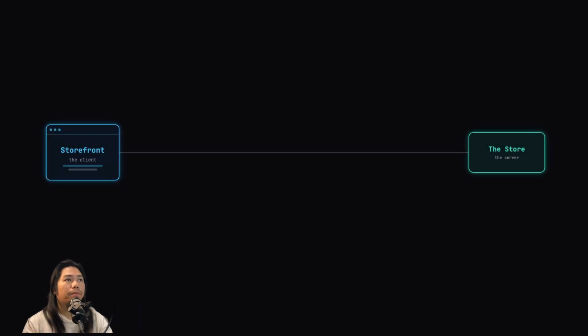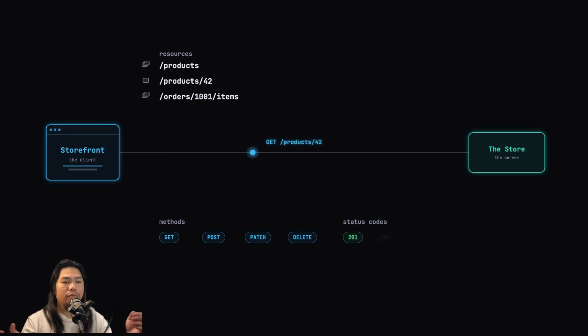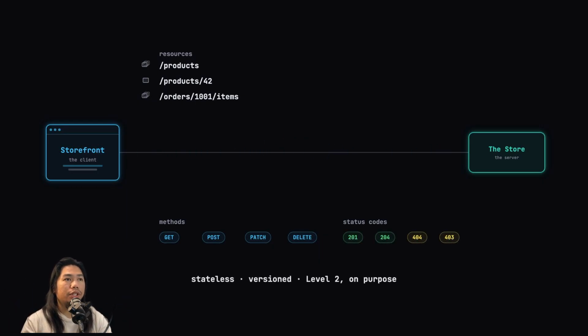Let's do a quick recap. URLs are nouns, methods are verbs, status codes are part of the design, every request is standalone, and that's what lets you scale. That's the HTTP has amnesia. And changing your response shape breaks people. And that's where versioning comes in.